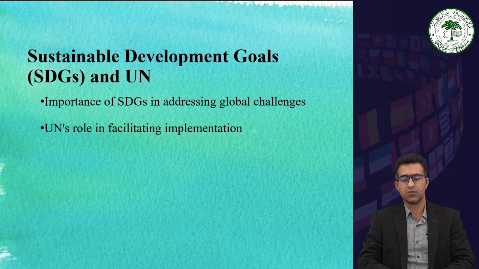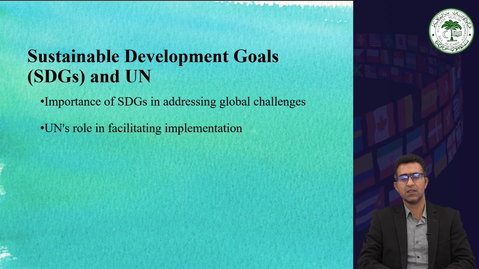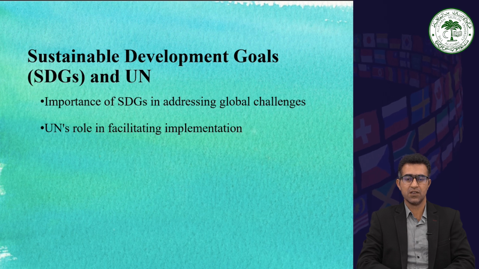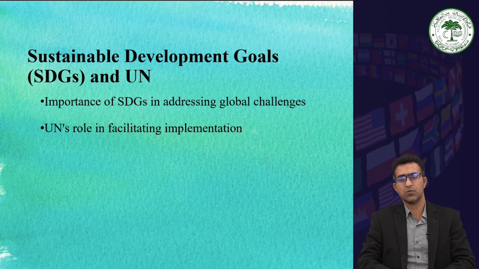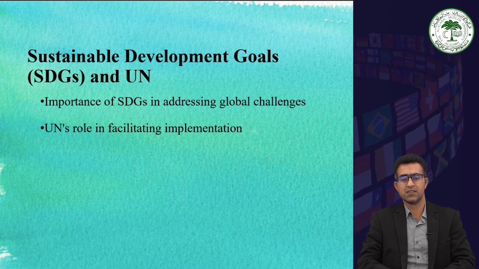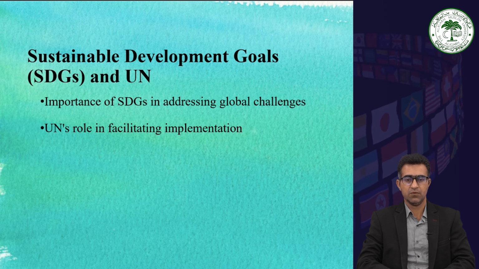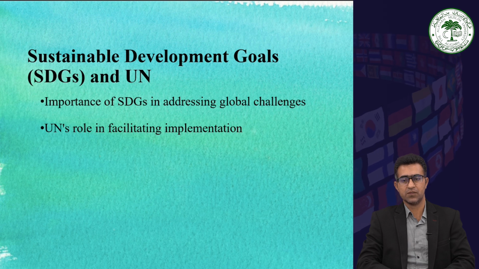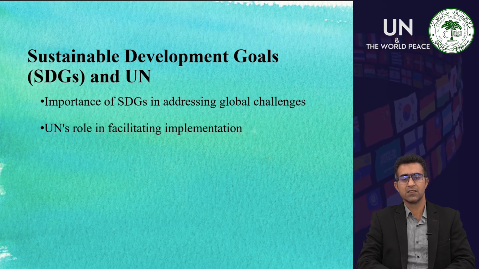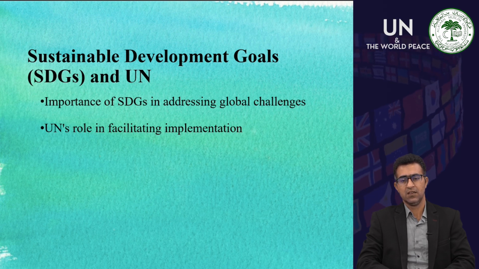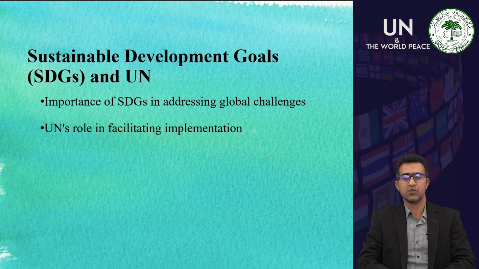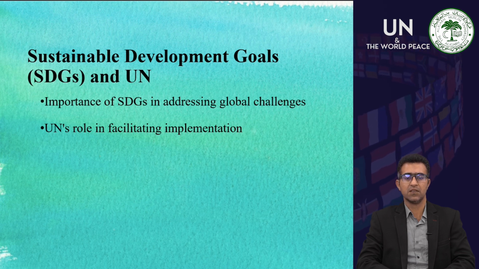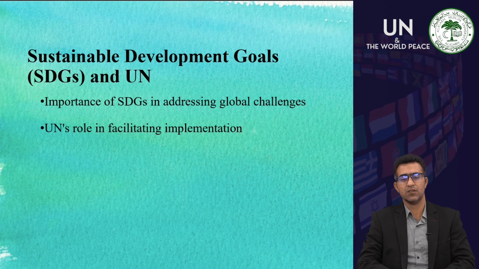In September 2015, all 193 member states of the United Nations adopted the 2030 Agenda for Sustainable Development, which includes the 17 Sustainable Development Goals and 169 targets. This adoption took place during the UN Sustainable Development Summit held at the UN headquarters in New York.